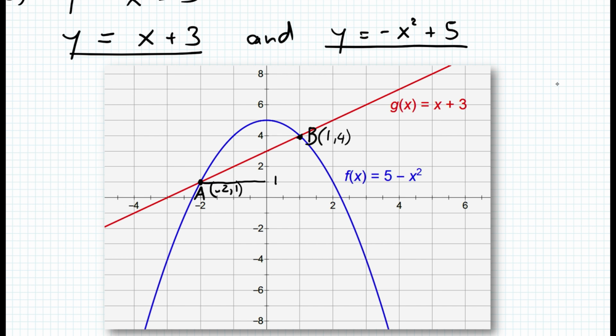The linear equation and the quadratic equation both share the same y value and both share the same x value. And the same thing goes here. At point B, the line and the parabola both also share the same y and the same x value. So knowing that this is true, what we can do is take these two equations, call this y1 and y2. We know that y1 is equal to y2, and therefore we can substitute and solve for x.